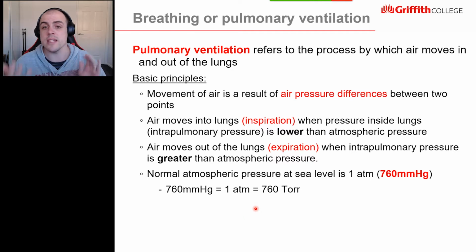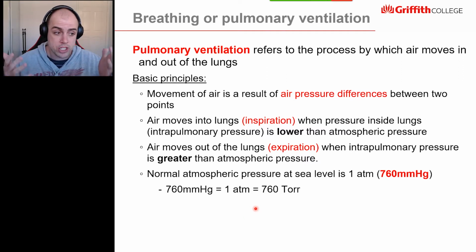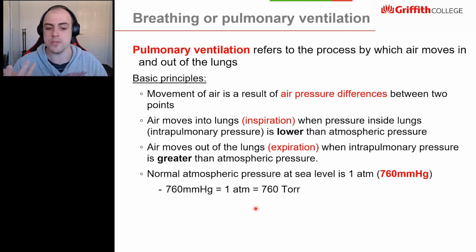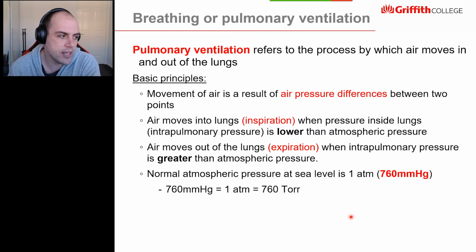So, pulmonary ventilation. Pulmonary meaning lungs, ventilation meaning to ventilate, to move air. And air will move down its pressure gradient. So when we are breathing in, the intrapulmonary pressure is lower than that of atmospheric pressure, so air is going to move into our lungs. Expiration: intrapulmonary pressure is higher, so it's going to go out. Now, normal atmospheric pressure is around 1 atmosphere, especially for us who live on the coast. And we just need to be aware that 760 millimeters of mercury is the same as 1 atmosphere.